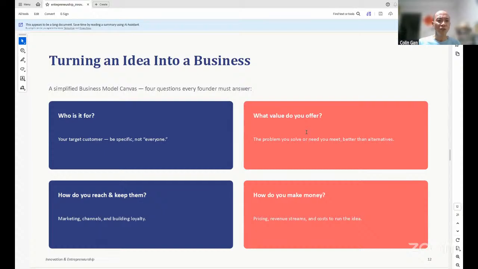So how do you reach and keep them? How do you reach your customers and keep them? You need to market to them through marketing channels, and you need to build loyalty. You need to get their loyalty. And how do you make money? Of course, you need to have proper pricing. You need to make sure that you have a good revenue stream, and you need to control your costs.